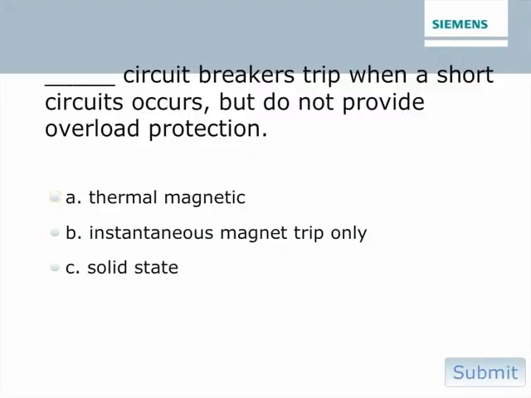That completes Section 2. On to the next knowledge check. Question 1. Blank circuit breakers trip when a short circuit occurs, but do not provide overload protection. Is it A, thermomagnetic, B, instantaneous magnetic trip only, or C, solid state?